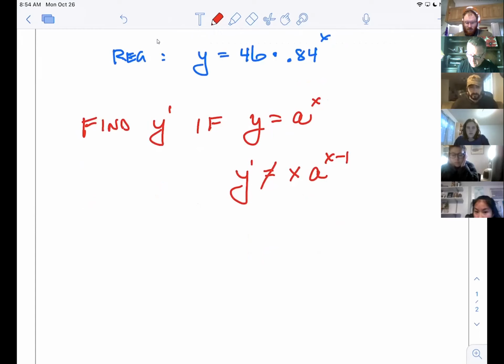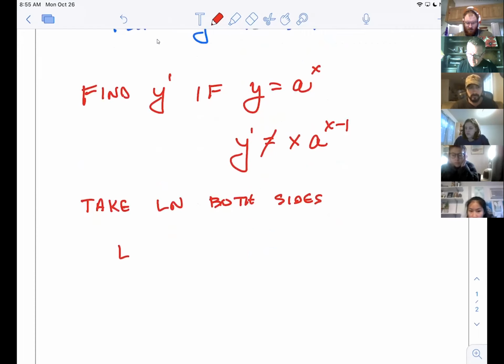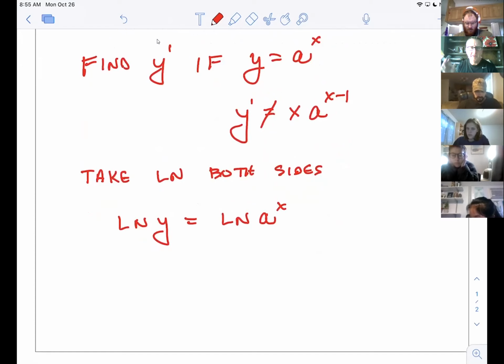So let's take the natural log of both sides. You should understand why I'm doing that. If I took the natural log of both sides, then the left side would be the natural log of y and the right side would be the natural log of a to the x. But why did I do that? That just makes it worse, right? It looks worse. But why are natural logs cool? Why do you get them involved when you're solving exponential equations? What beautiful property do they have that's going to help us here?